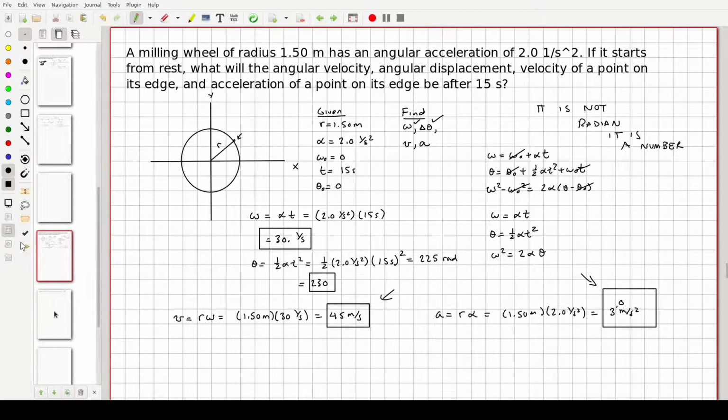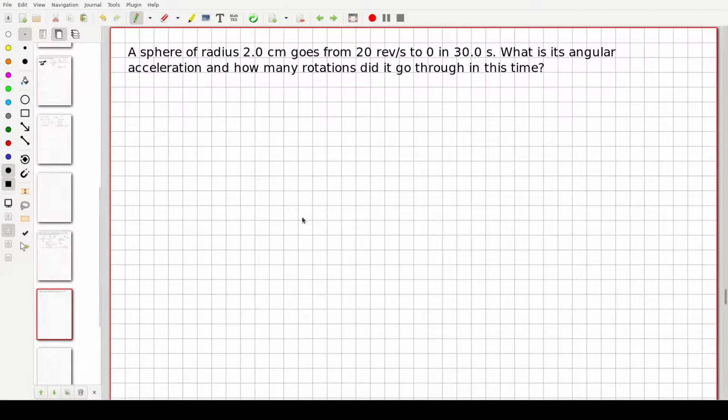Okay, let's work another example. A sphere of radius 2 centimeters goes from 20 revolutions per second to 0 in 30 seconds. What is its angular acceleration, and how many rotations did it go through in this time? Here's your sphere.